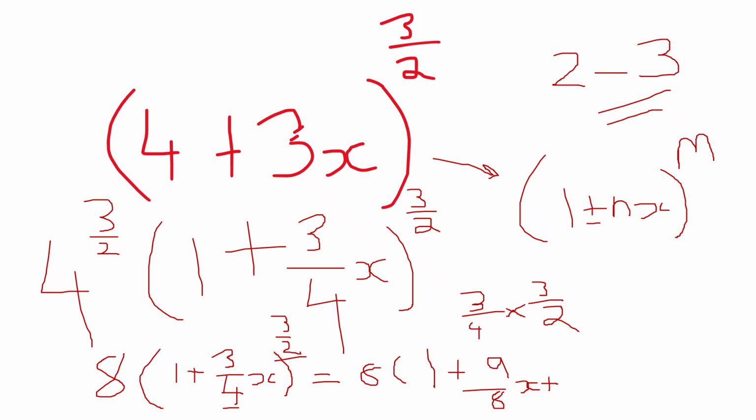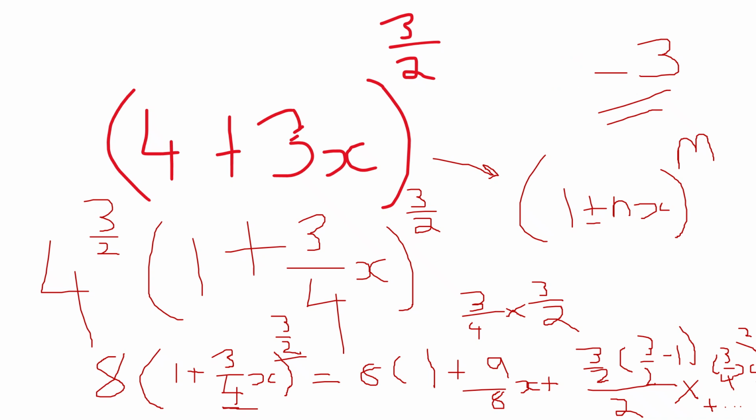Plus n(n minus 1), so that's going to be 3 halves, brackets 3 halves minus 1, all over 2 factorial, which is equal to 2, because 2 factorial just means 2 times 1. Then I'm going to times it by the coefficient of x, all squared, so I'm going to have 3 quarters x all squared, and then obviously plus dot dot dot. I'm not going to simplify this yet. I'm going to do a bit of deleting, just so I can get more space.